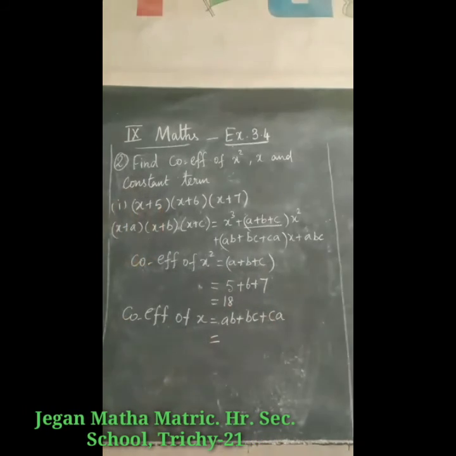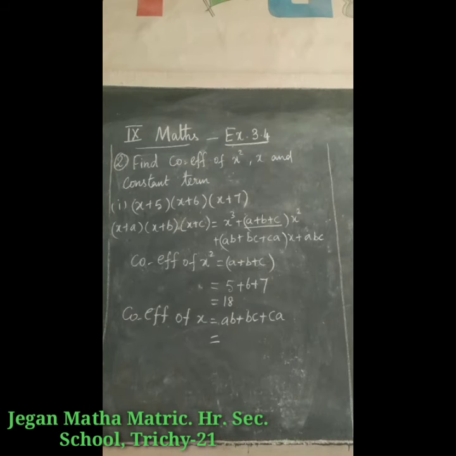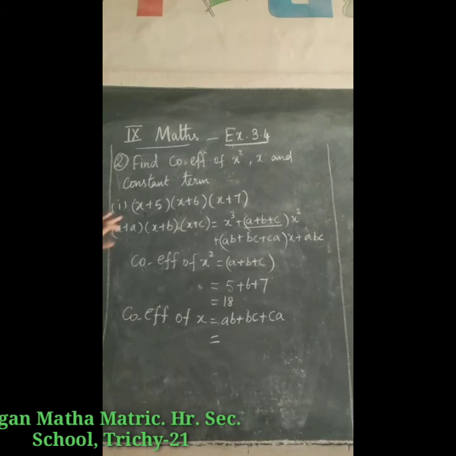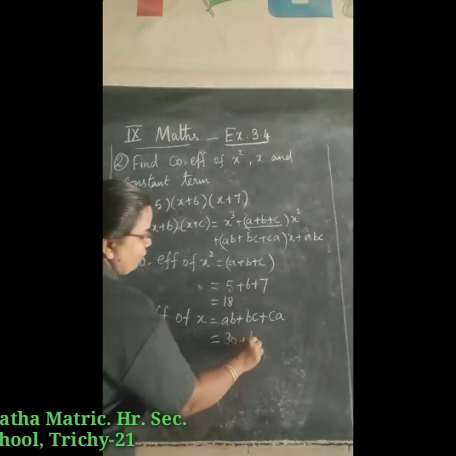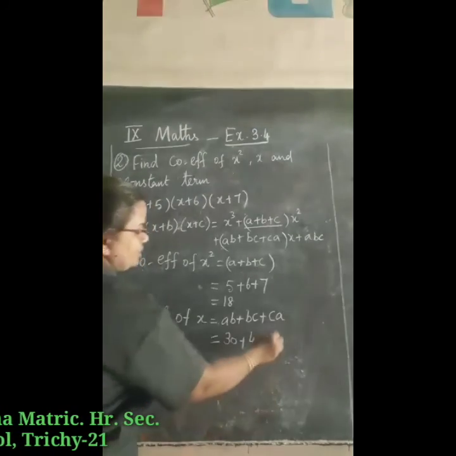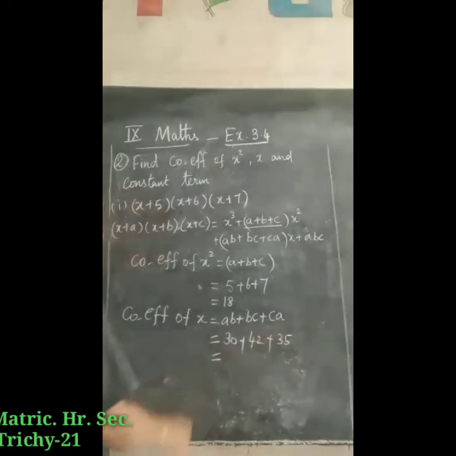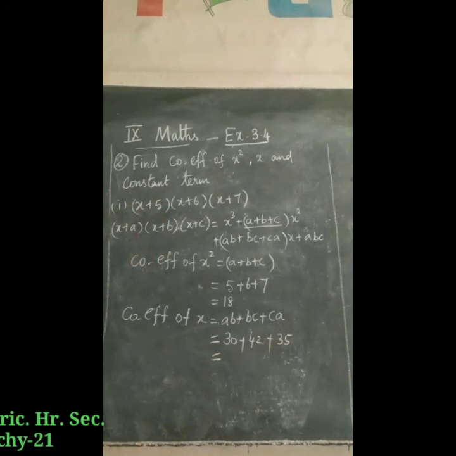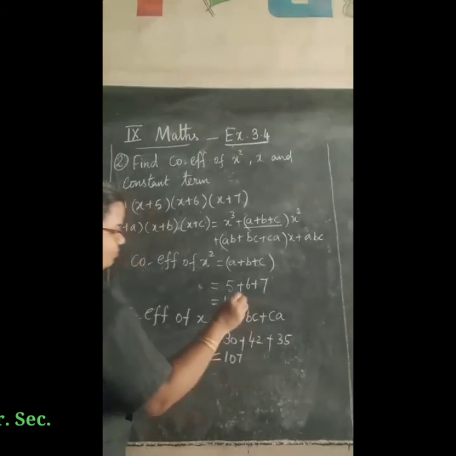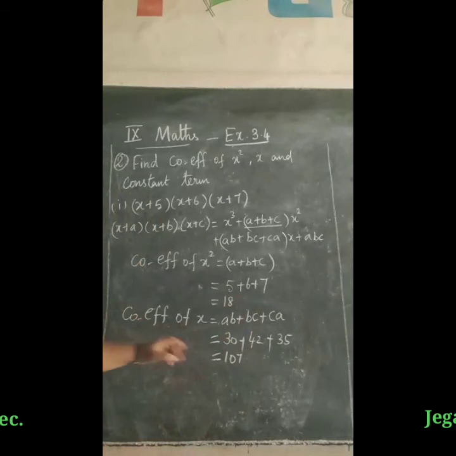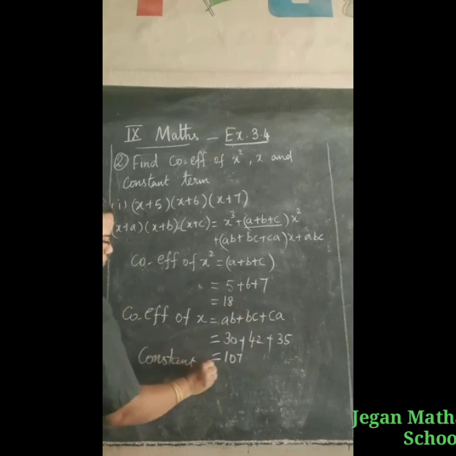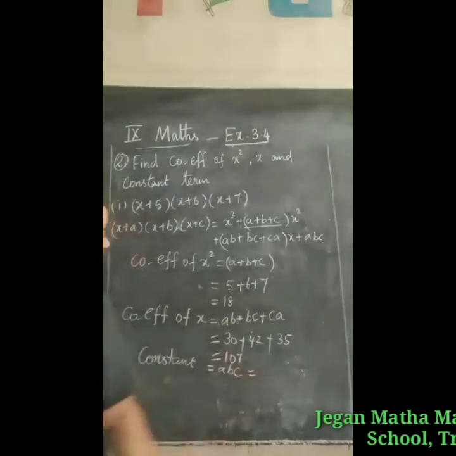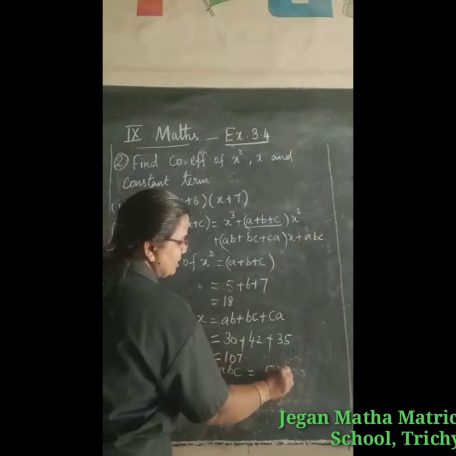So that is equal to, what is AB? AB is equal to 5 into 6, so 30. BC, 6 7s are 42. CA, 7 5s are 35. So that is equal to 7, 10, 107. That is 107. Coefficient of x is equal to 107. What is the constant term? Constant term is equal to ABC. So that is equal to 5 into 6 into 7.